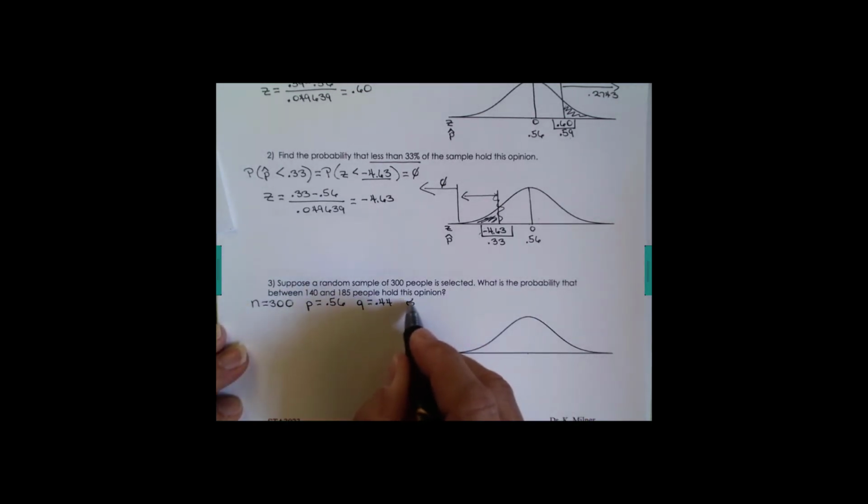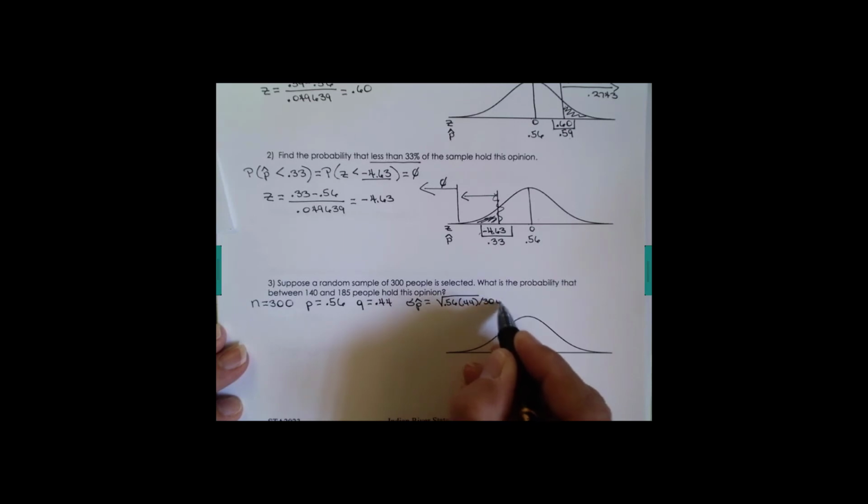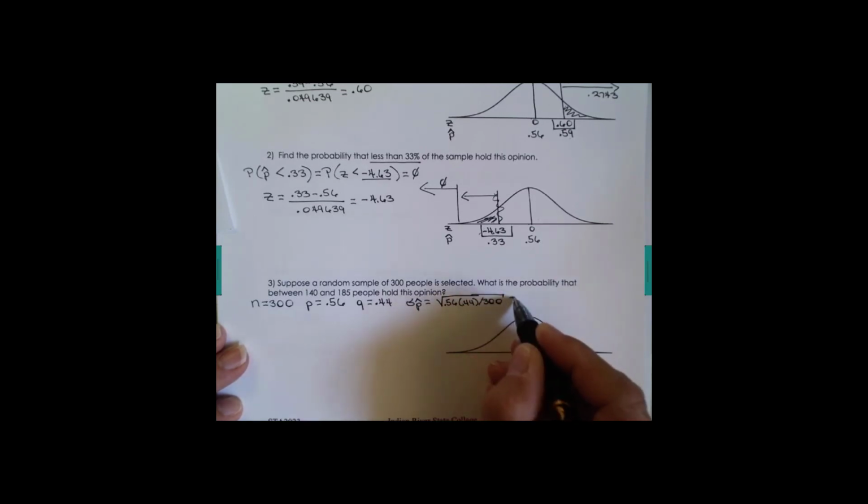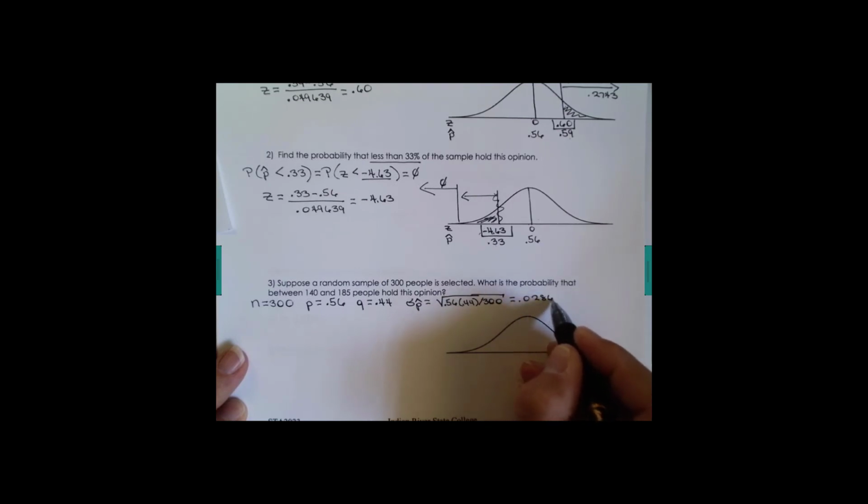But because I have a new sample size, I have a new standard deviation, don't I? Standard deviation of p hat. This time, I've got to do it again, 0.56 times 0.44. This time divided by that new sample size of 300. And I come up with 0.028659. Okay, so I'm kind of ready to go.